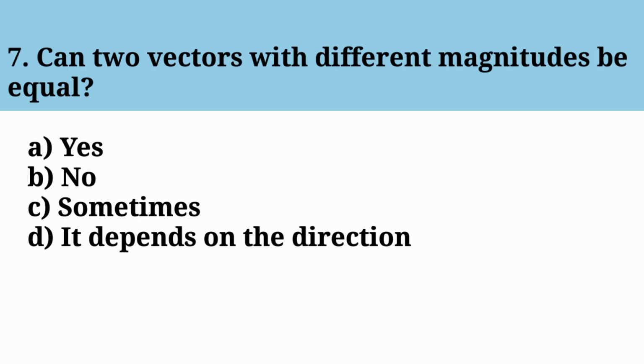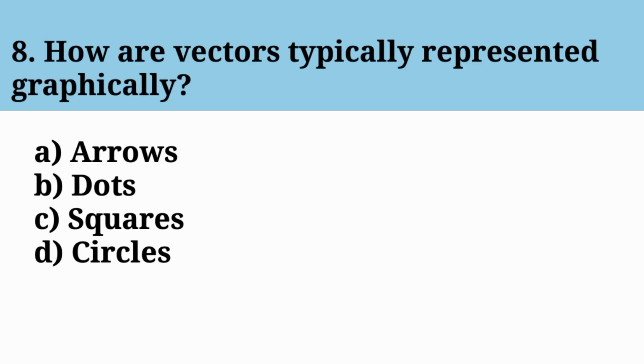Can two vectors with different magnitudes be equal? Option B, no. How are vectors typically represented graphically? Option A, arrows is correct.